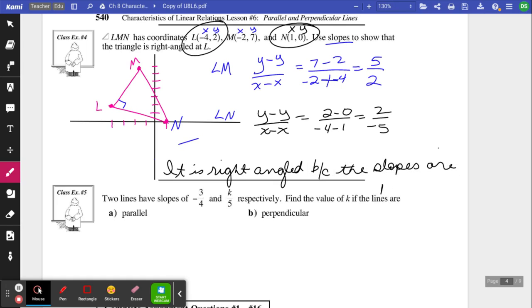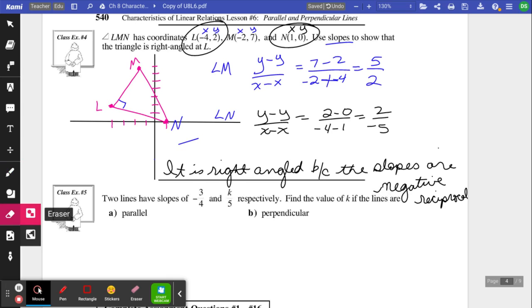No, the slopes are opposite. The word is negative reciprocal. Negative reciprocals. That's the word you're looking for. Negative means opposite sign, and reciprocal means flipped over, right? So it is right angled because the slopes are negative reciprocals. Understood? Okay. All right. Next, we're almost done.